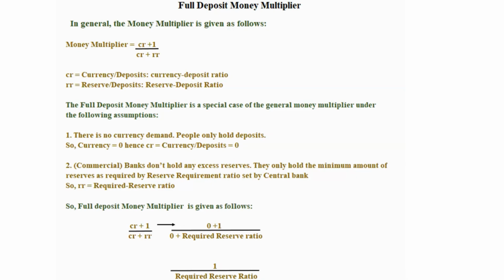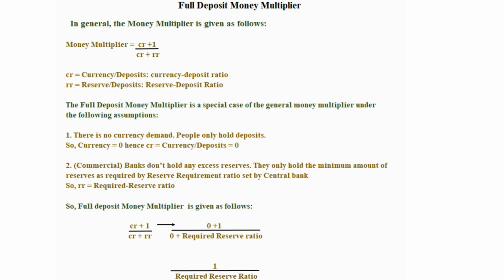Now, the full deposit money multiplier is a special case of our general money multiplier under the following two assumptions. Number one, there is no currency demand, so people only hold deposits, which means that currency is zero. Hence, the currency deposit ratio, which is currency divided by deposits, will become 0 divided by deposits, which is just equal to 0. Second assumption is that the banks don't hold any excess reserves, so they only hold the minimum amount of reserves as required by the reserve requirement ratio set by the central bank. So under this assumption, your reserve deposit ratio becomes equal to your required reserve ratio.